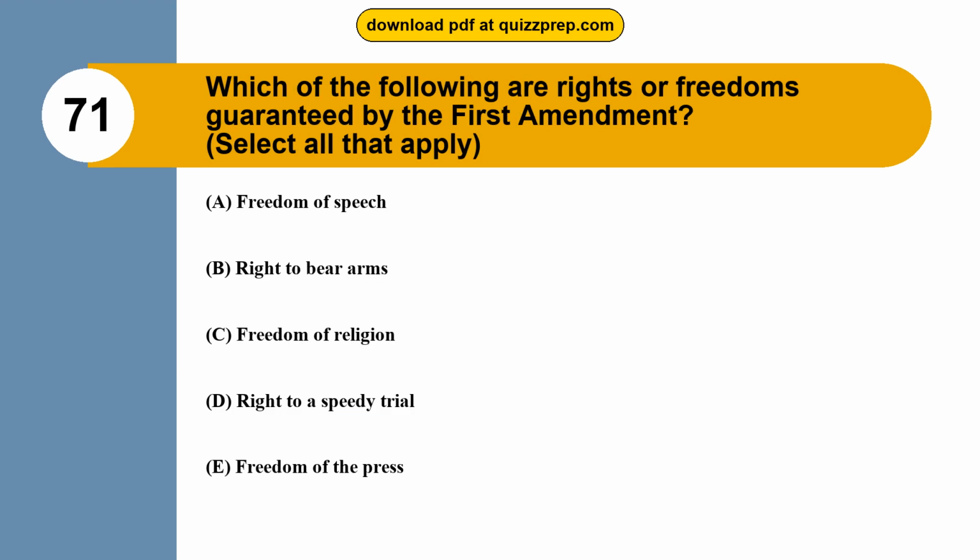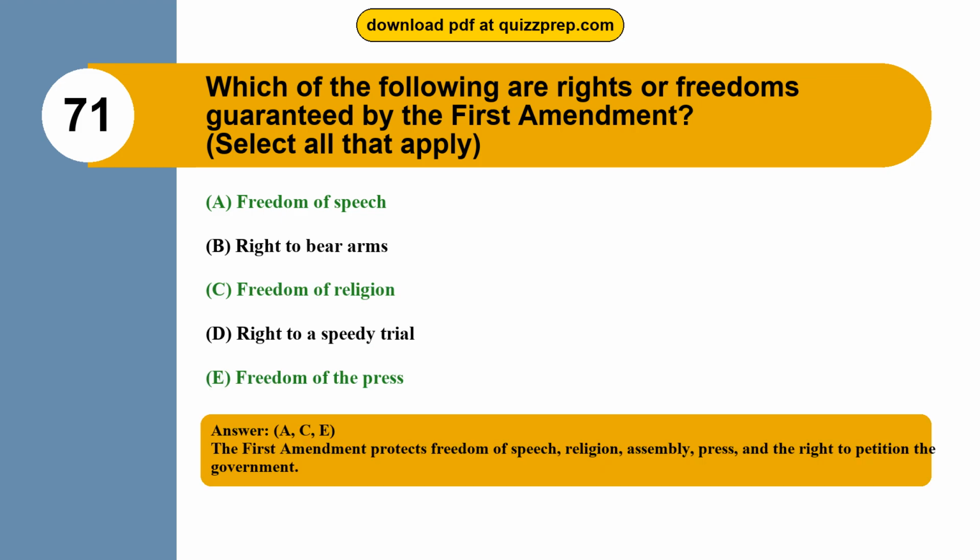Question 71. Which of the following are rights or freedoms guaranteed by the First Amendment? Option A. Freedom of speech. Option B. Right to bear arms. Option C. Freedom of religion. Option D. Right to a speedy trial. Option E. Freedom of the press. The correct answers are options A and C and E. Freedom of speech, freedom of religion, freedom of the press. The First Amendment protects freedom of speech, religion, assembly, press, and the right to petition the government.